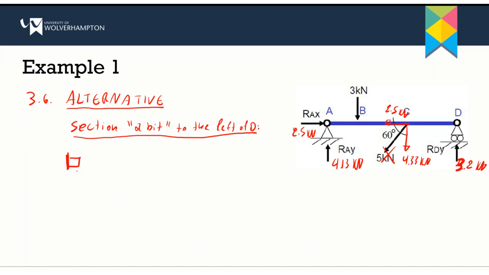So now, practically, I've got something like that. This is point D. And now, because I removed the left part of the structure, I need to draw the internal forces like that. ND, SD and MD. Is it clear why I have drawn the sketch like that?